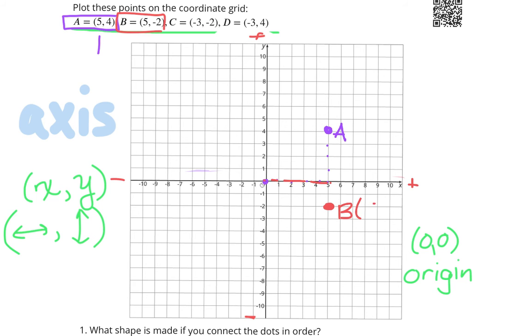And I'm going to label these as I go. 5, negative 2. This was 5, 4. I never want to do that, but then at the end I'm like, I should have labeled them to begin with. All right, point C.